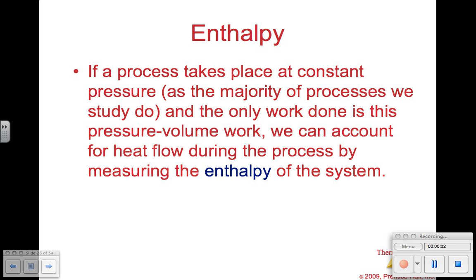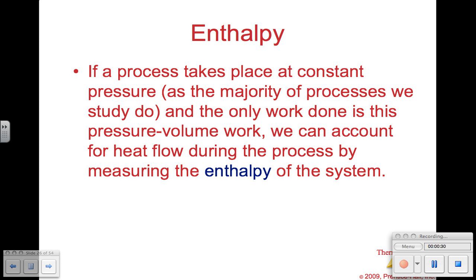All right, class, we are now talking about enthalpy. We talked about it a little bit in class, and let's just continue from where we left off. So enthalpy is the idea, again, if a process takes place at constant pressure. When we're doing chemistry, for the most part, it's all under constant pressure. The only work done is the pressure-volume work, and so we can account for the heat flow.